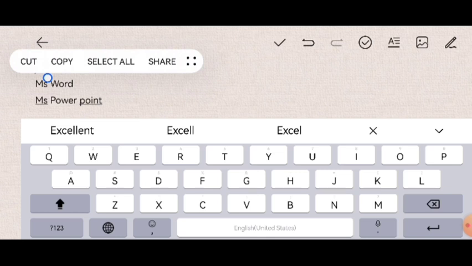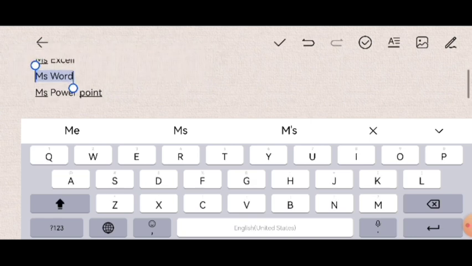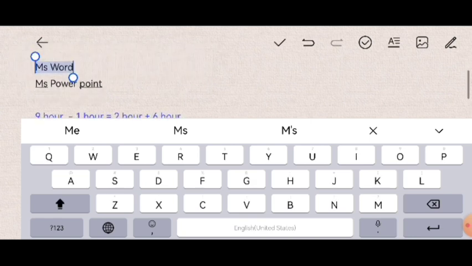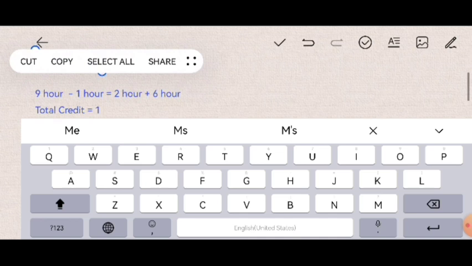The first application we're gonna look at is Microsoft Excel. Still under Microsoft, we look at Microsoft Word and Microsoft PowerPoint. So those are the three things which we look at.